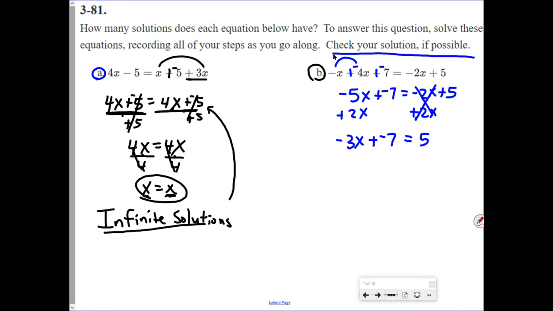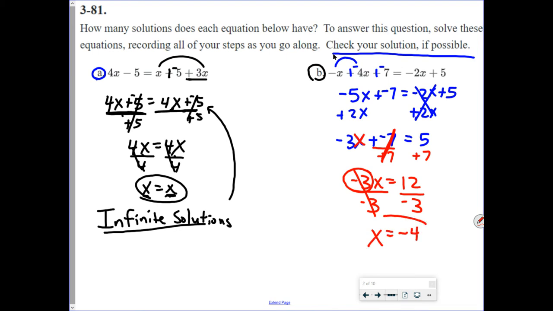Now I've got the x's on this side. See these x's? So I need to get rid of everything that's not an x. So I need to get rid of 7 negatives. How do I get rid of 7 negatives? By adding 7 and adding 7. 7 negatives and 7 positives cancel out, so I get negative 3x equals 12. Now this is kind of a tricky part, and I did this on purpose so that you'd see this. When I want to get x alone, I divide by whatever is over here. So in this case, it's negative 3, so I'm going to divide both sides by negative 3. Negative 3 over negative 3 is 1, so x equals 12 divided by negative 3, which is negative 4.